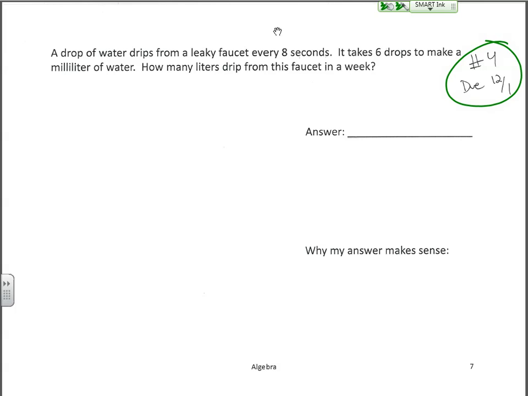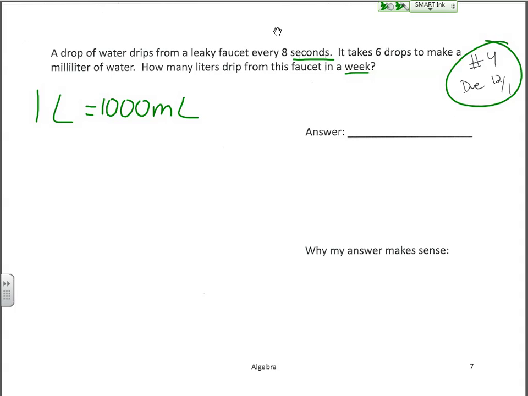You've got milliliters to liters, which, does anyone know what the relationship is? 1 liter equals how many milliliters? Emphasis on the milli. That's a prefix. Million. No, not million. 1,000. 1,000. Okay. So that one's kind of easy. There's a direct conversion there. And then you also have to get from seconds to a week.